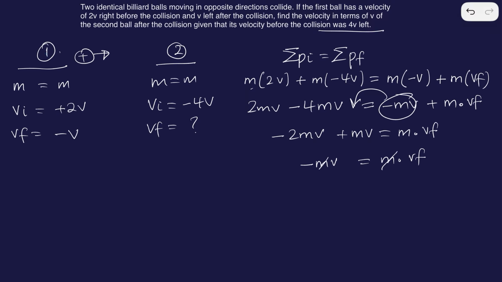I can divide by m on both sides. That means minus v is equal to vf. Remember that this is minus v to the right because I chose right as positive. So that means my vf is equal to v to the left.